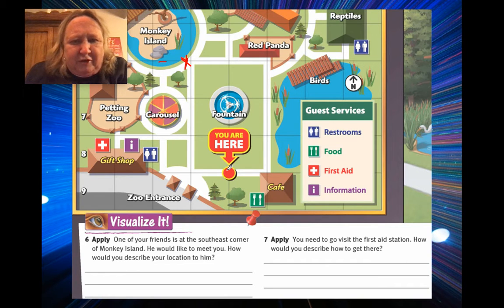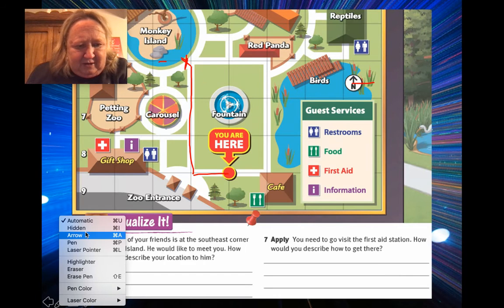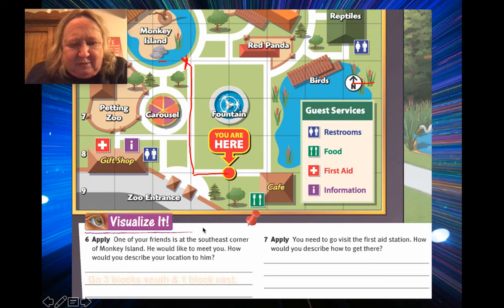So first of all, what direction would he have to go? Say it to yourself, that is south. So how many blocks or squares would he need to go? 1, 2, 3. Then this is east, okay? And then he would turn east to meet you 1 block. All right, now let's see if I can get this off of here. Sorry, guys. All right, let's see what the book says. 3 blocks south, 1 block east.